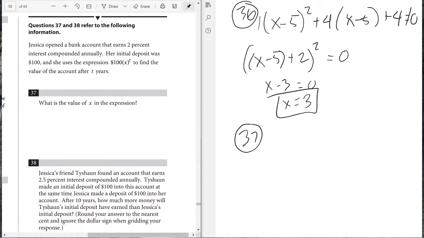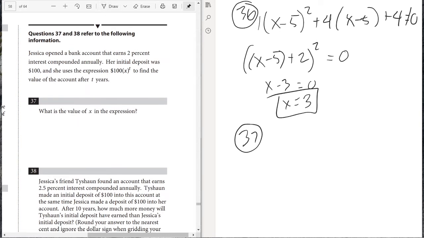All right, and we got two more here. So Jessica opened a bank account. There's 2% interest compounded annually. Compounding. Initial deposit $100. Use the expression 100xt to find the value of the account after 2 years. What is the value of x? Okay, so compounding formula says you've got 100 times 1 plus r over n to the nt. It's compounded annually, so n is 1. And earning 2%, so 0.02, 1 plus 0.02 is 1.02.